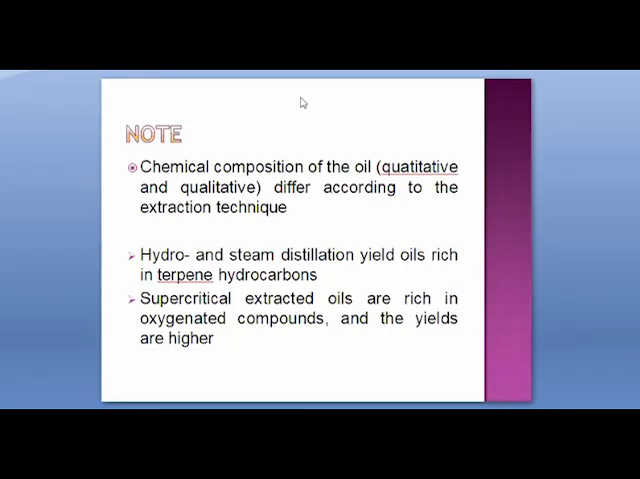Especially when you are aware of the functional groupings of the kind of essential oils that you are looking for. Are they alcohol-based? Are they aldehydes in nature? Are they hydrocarbons in nature? Are they terpenoids in nature? What kind of hydrocarbons are we talking about? Okay, supercritical extracted oils are rich in oxygenated compounds and yields are higher. So this is more or less like fluorocarbon extraction, where yields are also quite high. You know, the choice of the extraction of these essential oils is very important.